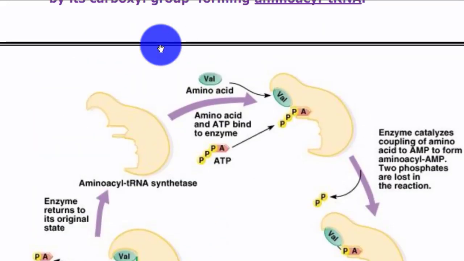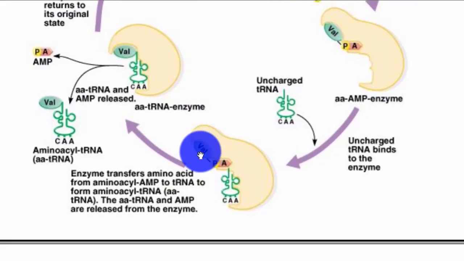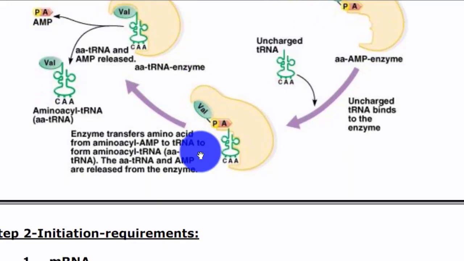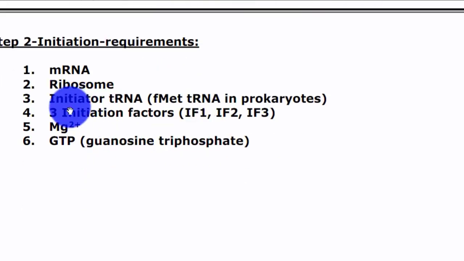And this is a cycle of the steps. I start with aminoacyl transfer RNA synthetase. Step 2, initiation. Requirements: messenger RNA, ribosome, initiator transfer RNA, 3 initiation factors, magnesium, guanosine triphosphate.